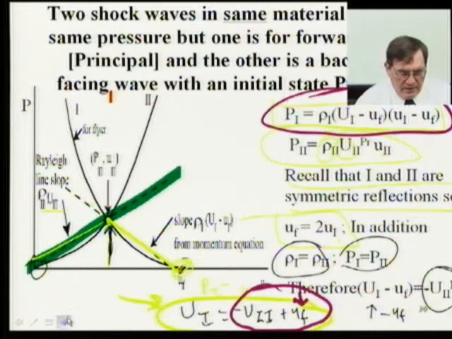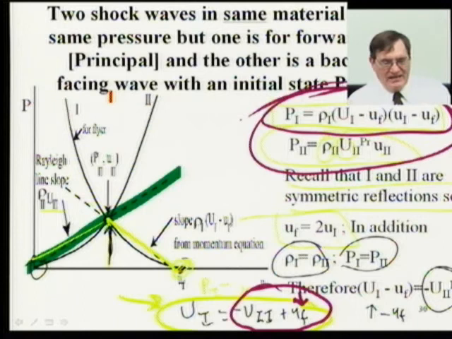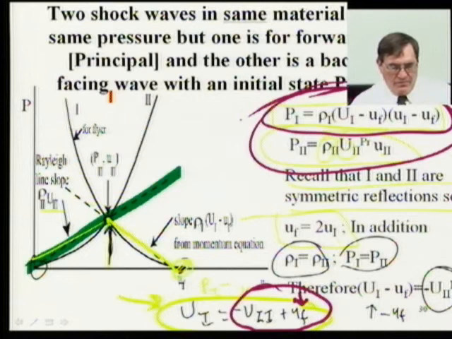So the main thing is that the pressures have to be equal. Otherwise, the plates cannot be staying together. I mean, it's a boundary condition that once a flyer plate hits that boundary, the pressure on both sides of the boundary has to be equal, at least at early time.